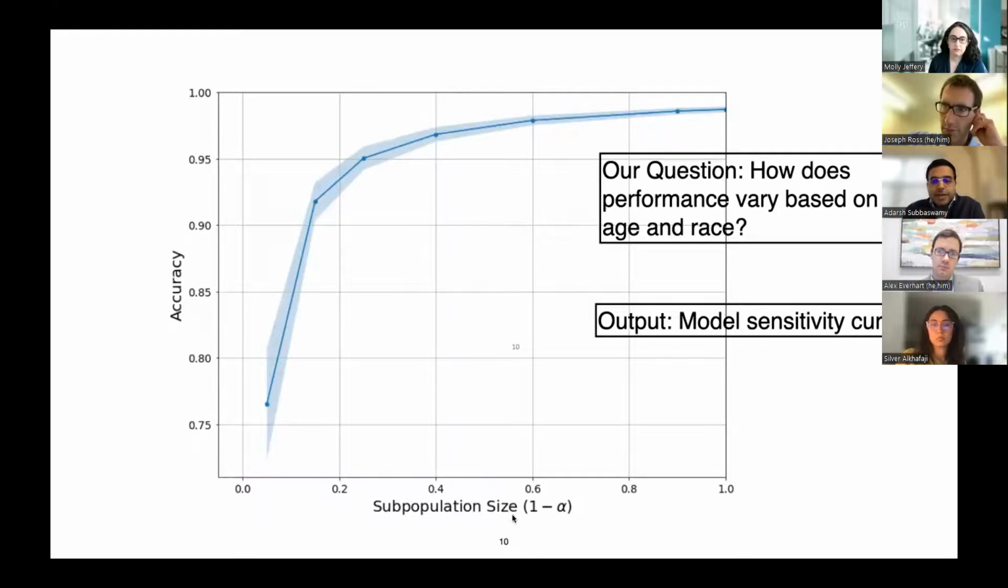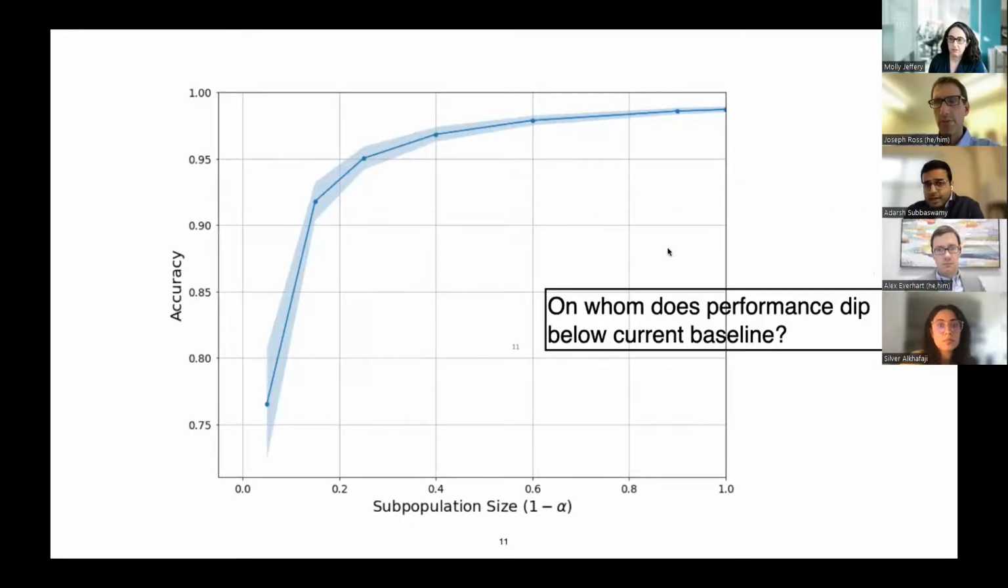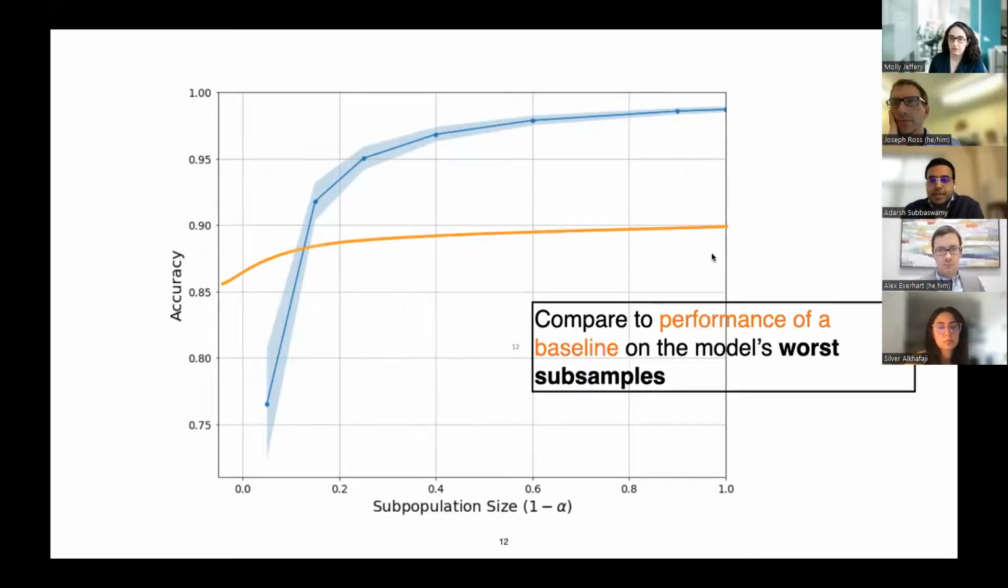As we go left, we're looking at smaller and smaller subpopulations, such that each point is our estimate of the model's performance on the worst subpopulation of a given size. And so we can now go about answering our question of how does performance vary based on age and race? One type of question we might want to ask is, if there's an existing baseline model or standard of care, on whom does the model's performance dip below that baseline performance?